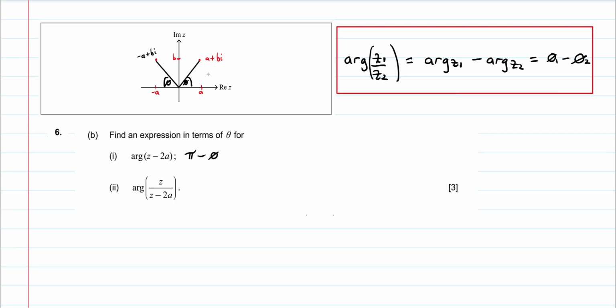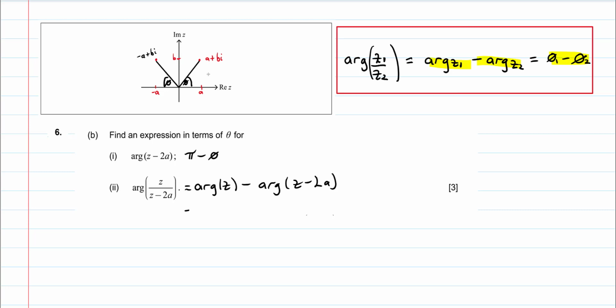So we've got the argument of z1 over z2, which is just complex numbers, and this equals the argument of z1 minus the argument of z2, which is just theta 1 minus theta 2. So theta 1 is just the angle of, or the argument of, z1. Okay, so for our problem here, the argument of z is just theta, so that is going to equal the argument of z, which you know is theta, minus the argument of z minus 2a.